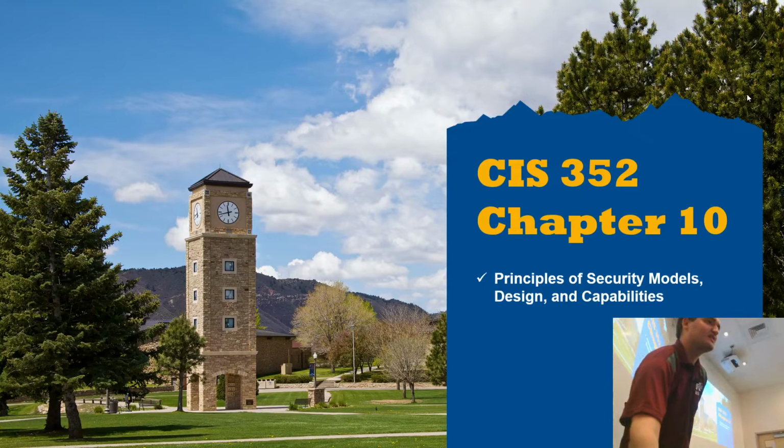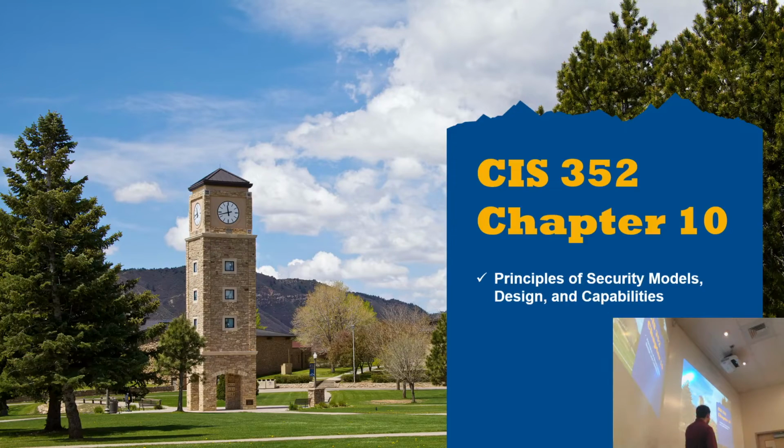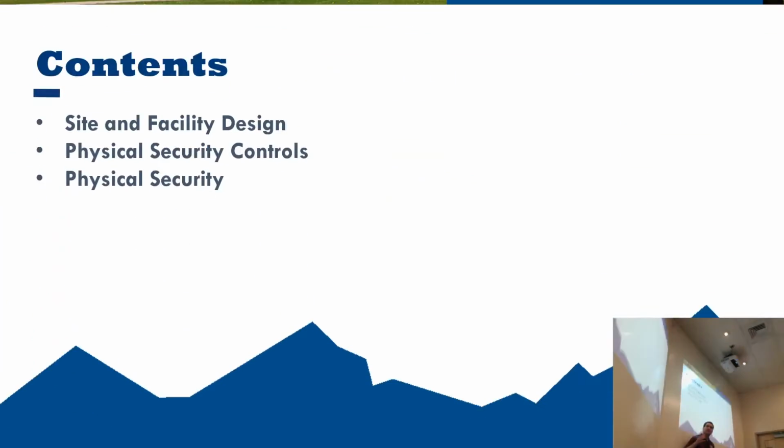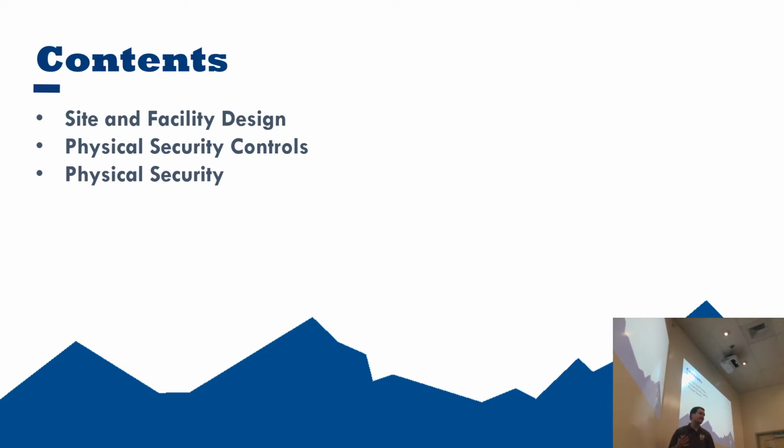So today's class is all about Chapter 10, and we'll be covering principles of security models, design, and capabilities. Specifically, we'll be talking about site and facility design. You may be thinking, well, this is a pretty boring topic, not heavily related to information security. However, keep in mind the three major goals of information security. What are they?